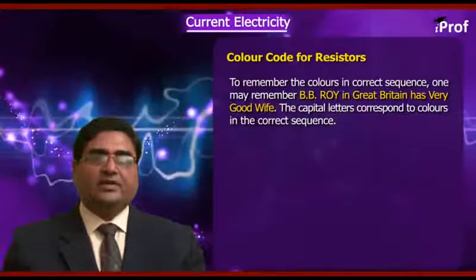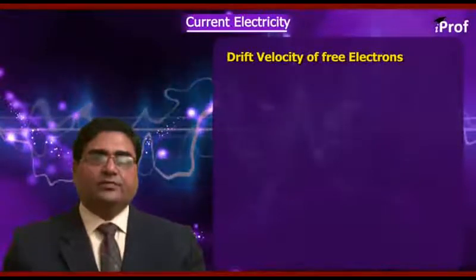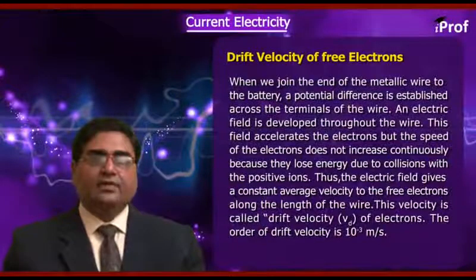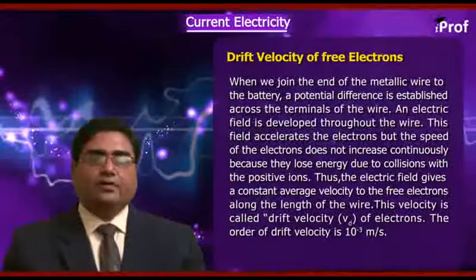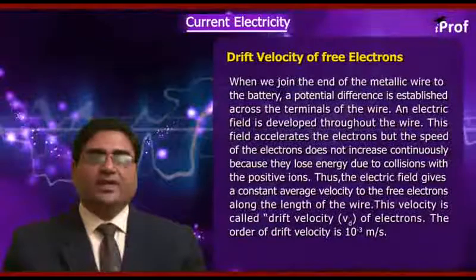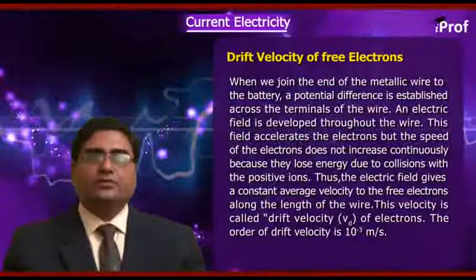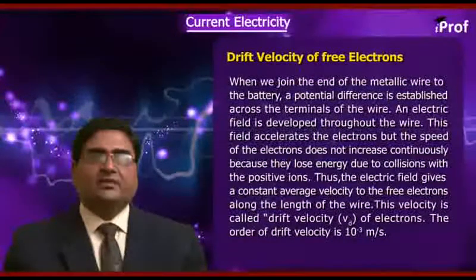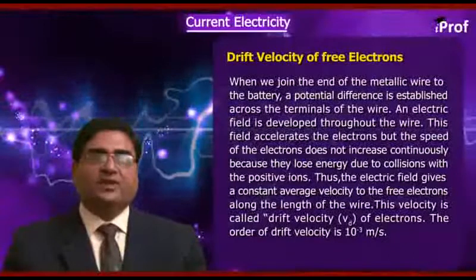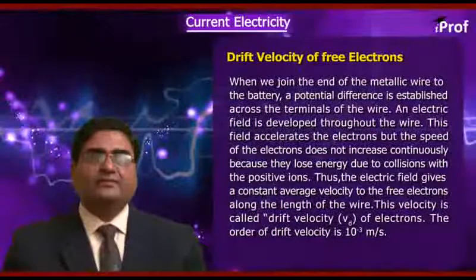Now let's see drift velocity of free electrons. When we join the end of the metallic wire to the battery, a potential difference is established across the terminals of the wire. An electric field is developed throughout the wire.